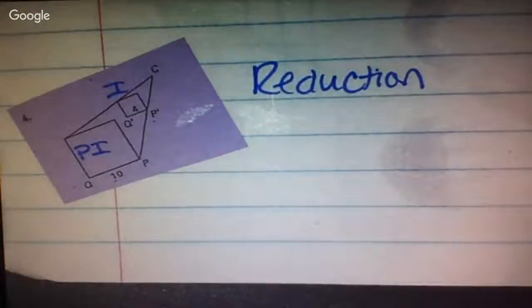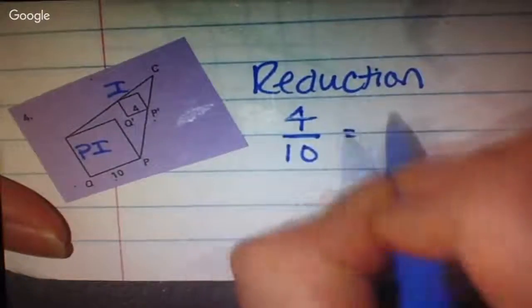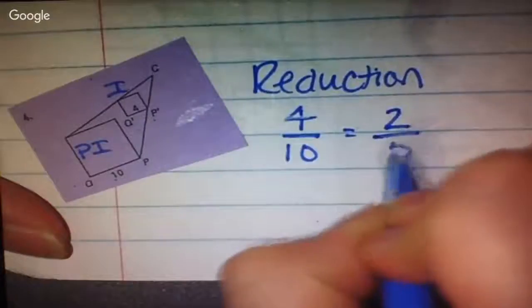All right. Is this a reduction or an enlargement? This is a reduction. This is my image. This is my pre-image. 4 over 10, which actually reduces down to 2 over 5.